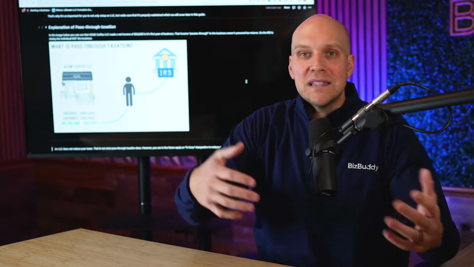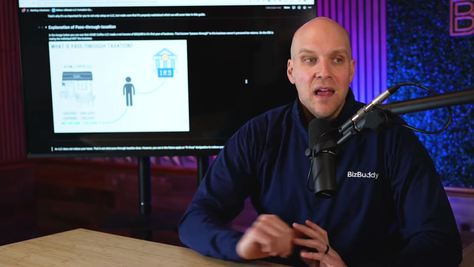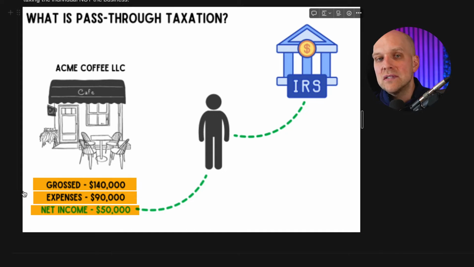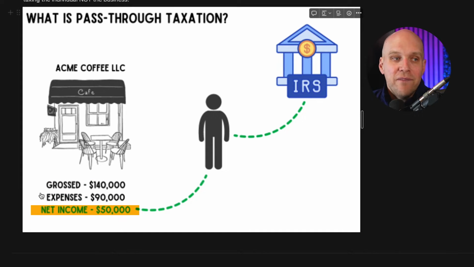So what we're going to talk about next, though, is an explanation of pass-through taxation. This is important because come tax time, people get a little bit confused with LLCs. The IRS is not taxing the LLC. What happens is the LLC in this hypothetical scenario grossed $140,000. They had $90,000 of expenses, resulting in $50,000 of net income. That $50,000 in net income passes through to the business owner's personal tax return.